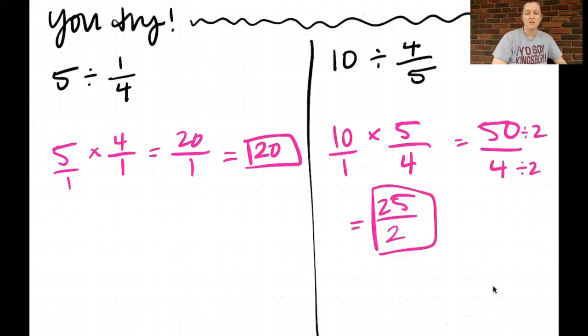You can either turn it into a mixed number, or you can leave it like this. If you did get a mixed number and you did that on your own, it would be 12.5. If you didn't get that, that's okay. You can watch my video about turning mixed numbers into improper fractions and vice versa, and you can figure out how to do that there.